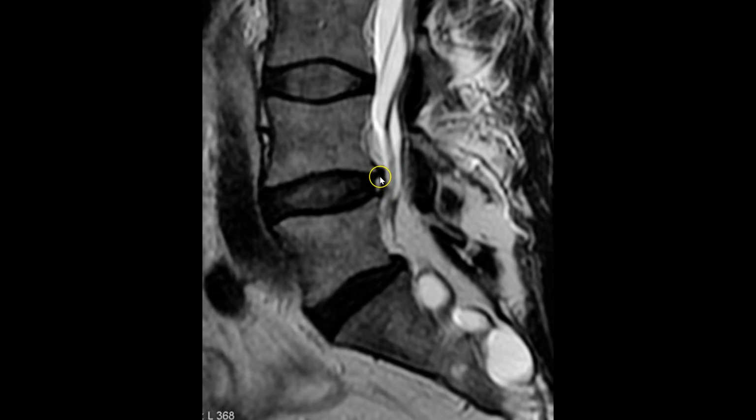Earlier work suggested that this bright spot was associated more likely with quote-unquote discogenic type back pain. More recent investigations, however, question this. So we don't quite know the full significance of this annular fissure, but it's seen commonly, and radiologists will comment on it quite often in the report. So what is it? It's a little bright spot that you see here in the back of the annulus fibrosus.